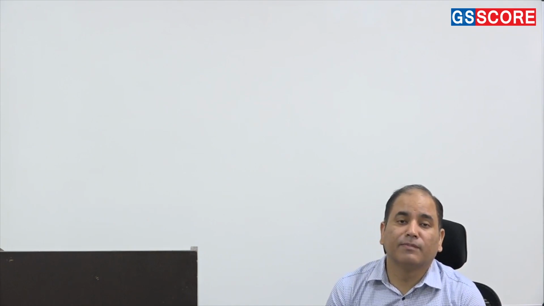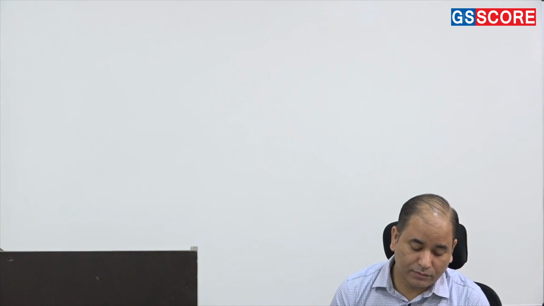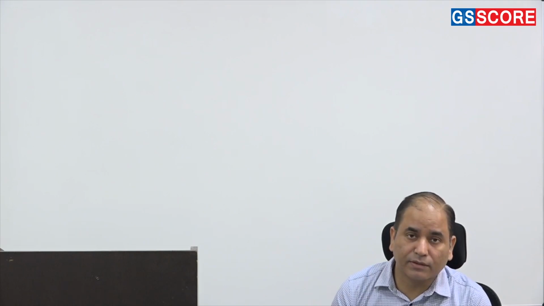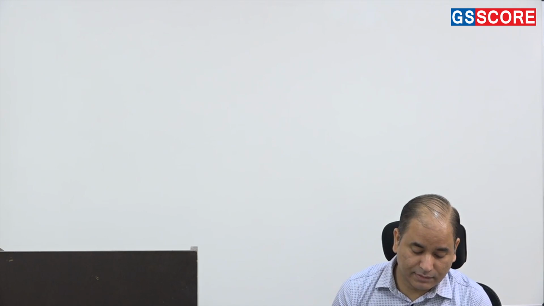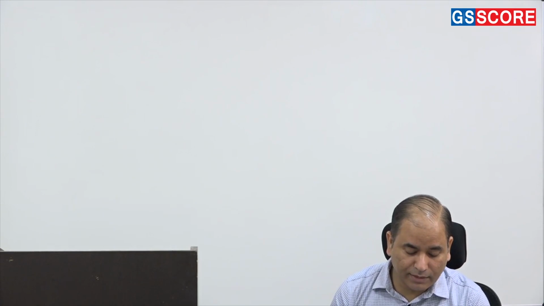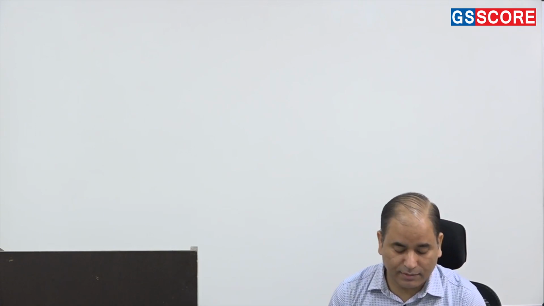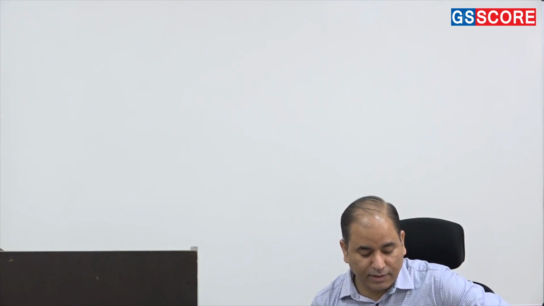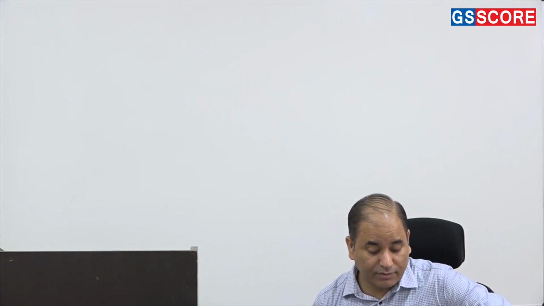Even you can write one paragraph for sustainable development. Sustainable development is simply, I am giving the definition given by the Brundtland Commission: development which meets the needs of the present generation without compromising the ability of future generations to meet their own needs.